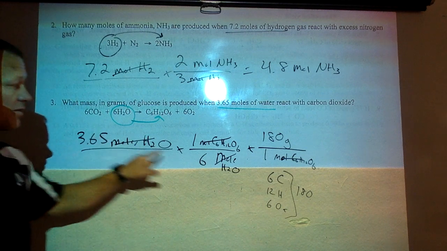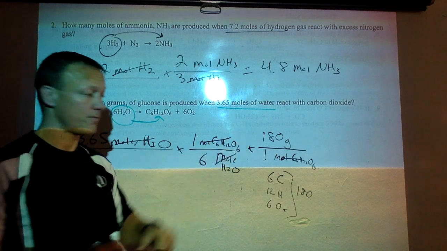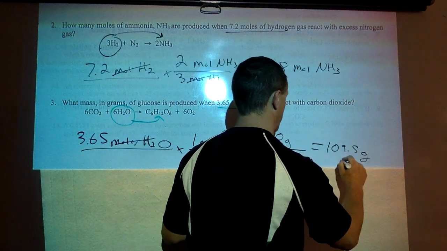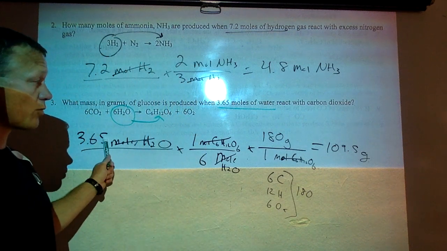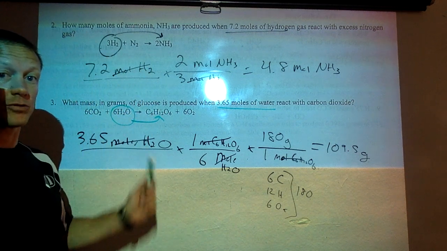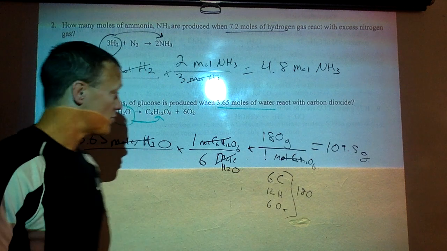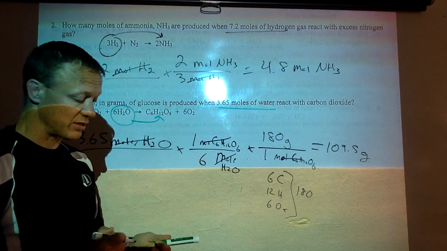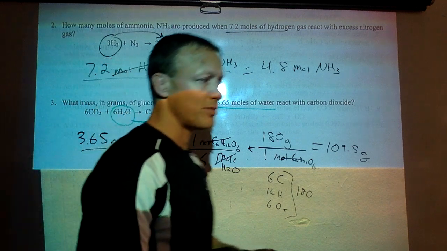Taking 3.65, dividing it by 6, multiplying by 180. So it's that many grams of glucose that would be produced. If you start with this much water, that's the max amount of glucose that can be made in this reaction from that much water. So that was a moles to grams problem. Notice we still do the ratio in there. We always do the ratio to get from one thing to the other. We never skip that step, no matter what. I'll do one more problem that is grams to grams. It'll be number 6.